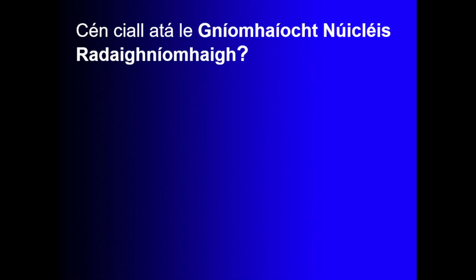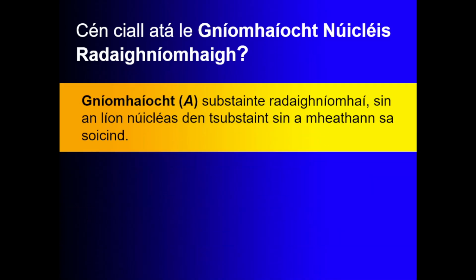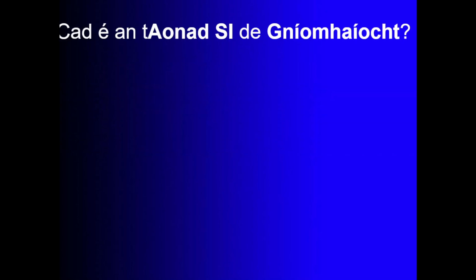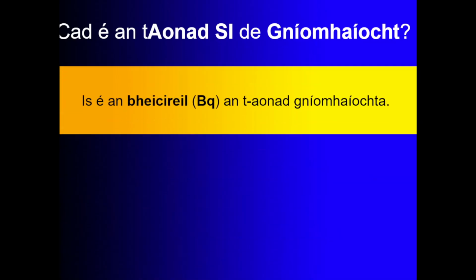So nuclear radioactivity. The activity of a substance is the amount that decays per second of that substance. So what's the SI unit of activity? It is the becquerel. One becquerel is one decay per second.